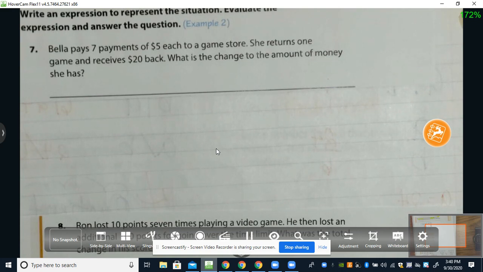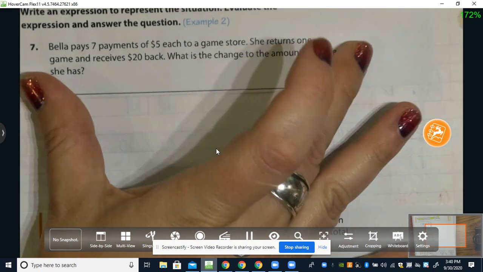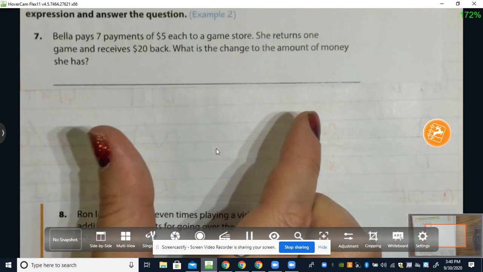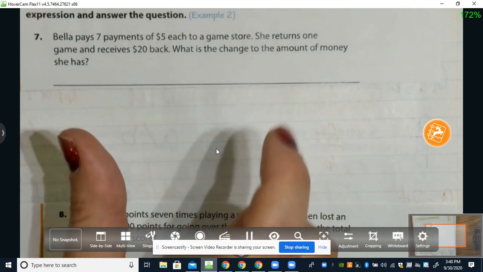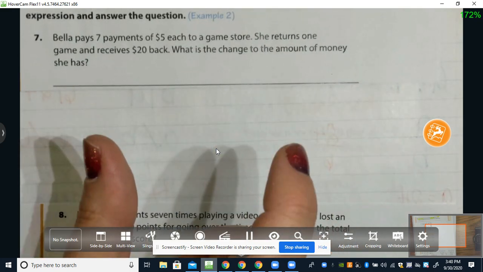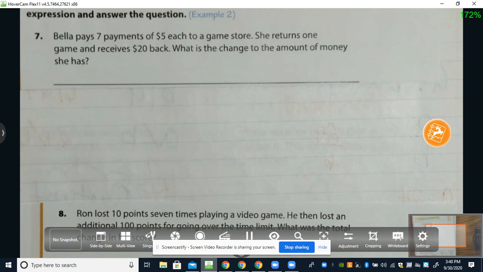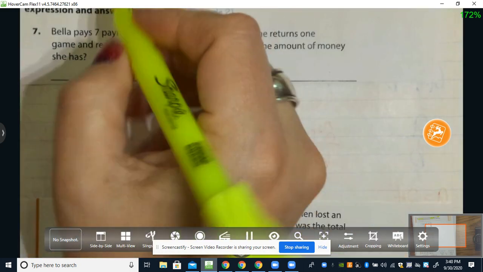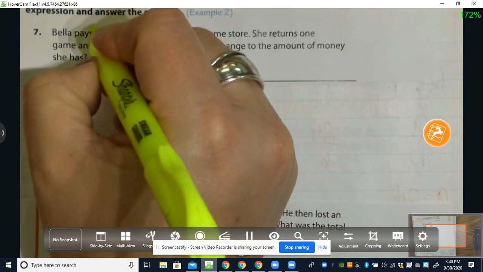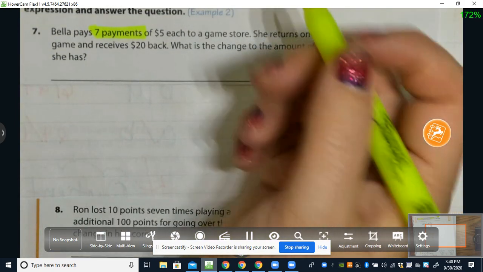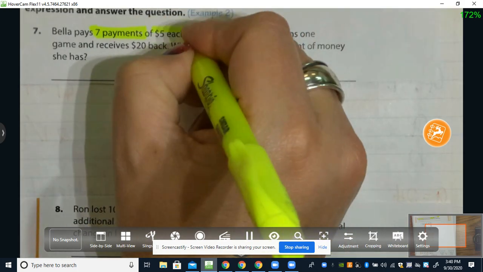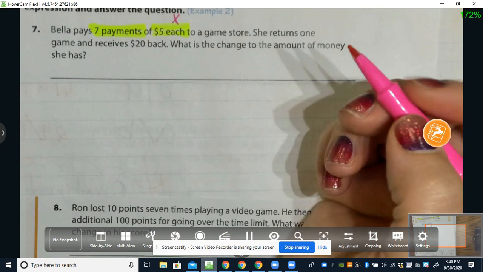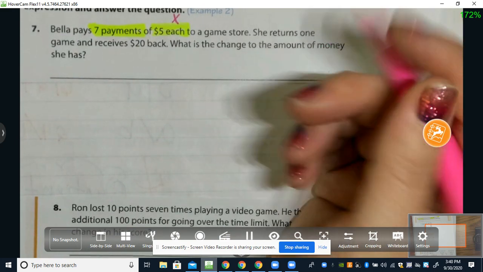Okay, so we're writing an expression. Basically, we're going to take this word problem and all these words and translate it into just numbers. How we would solve this, what we would need to set this up. Okay, so I'm looking for some clue words. Bella pays 7 payments, that may be something I can use, of $5 each. Oh, each, I know. Each means to multiply. Most all the time it means to multiply.